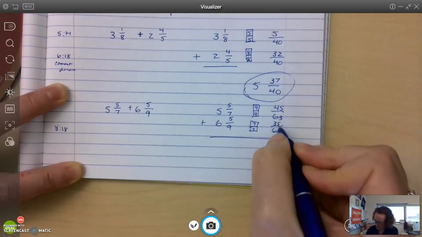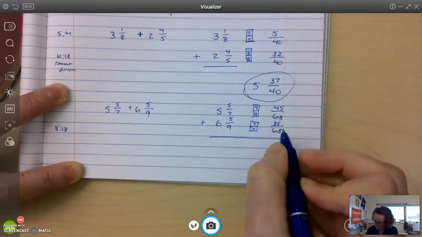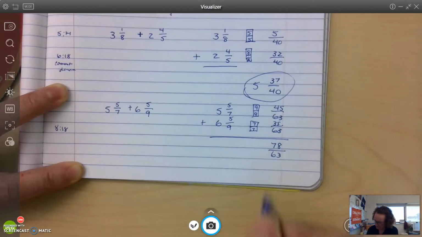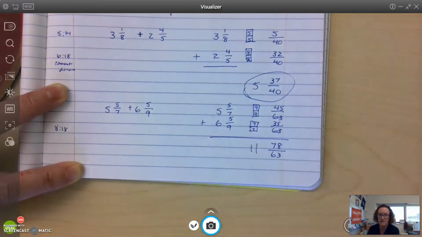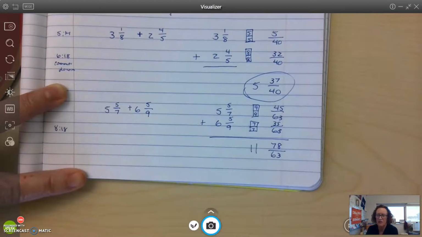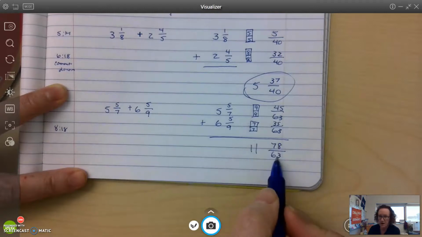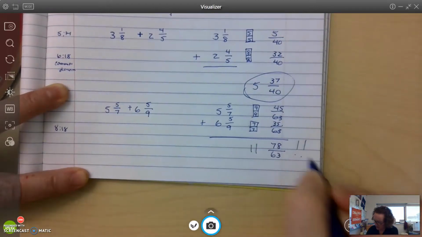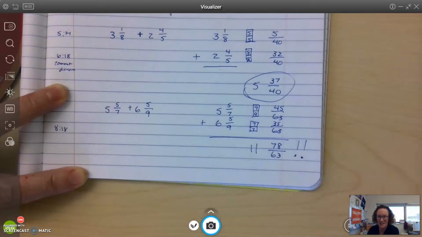So now I'm going to add 45 and 35, because I know that they're all now 63rds. And I'm going to end up with 78. And I don't want to leave out my whole numbers, so I'm going to have 11 and 78 63rds. And I might say, whoa, that doesn't look like something I've seen before. I have a mixed number combined with an improper fraction. And we know that that is not something that we're used to seeing, nor should it be something we get used to seeing. So at this point, we need to do a little bit of regrouping so that we have an answer in a standard form.